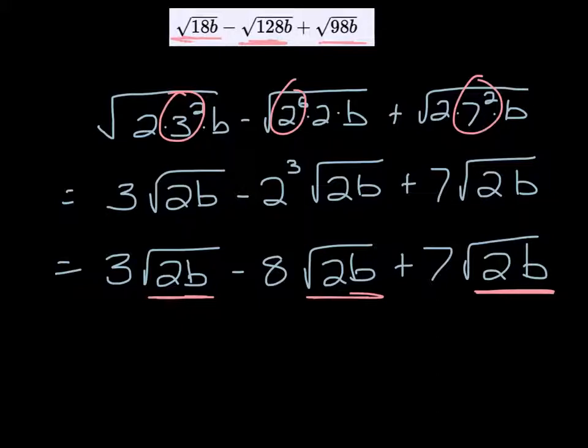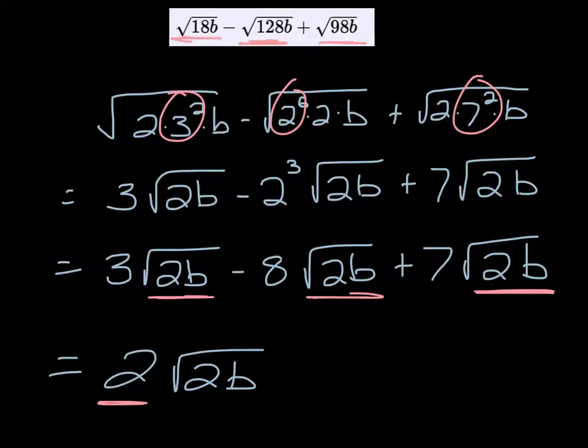So it's 3 minus 8 plus 7, which would result in 2 root 2b. And again, this 2 right here comes from 3 minus 8 plus 7.